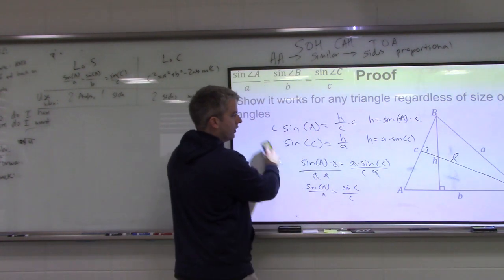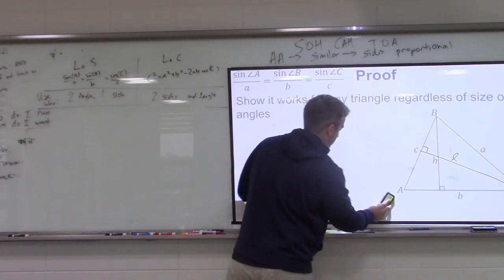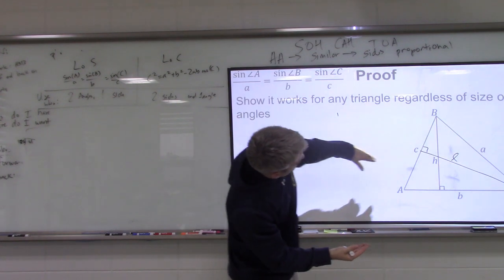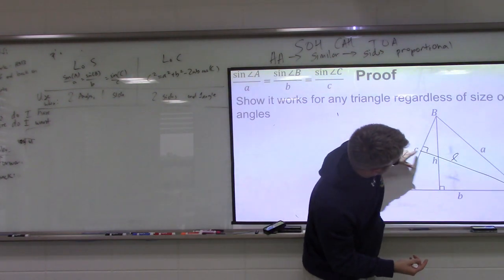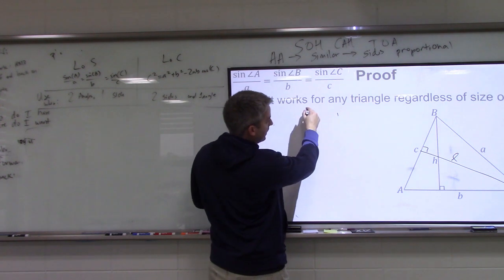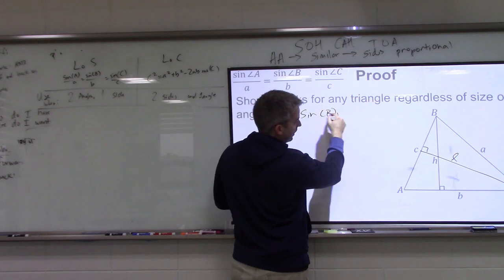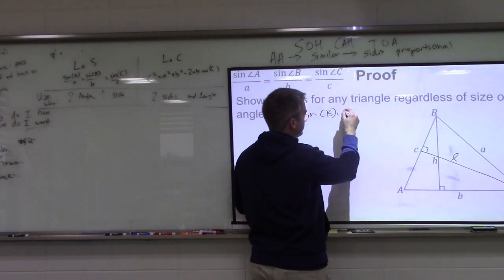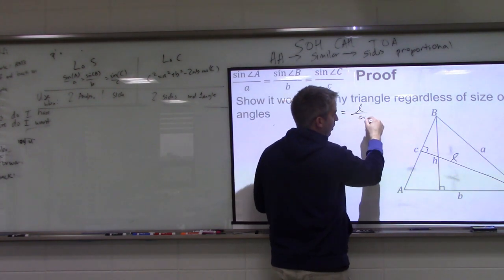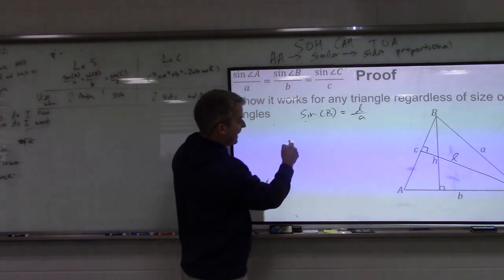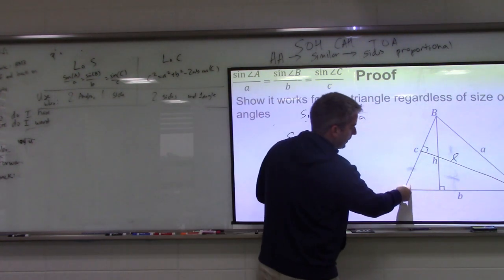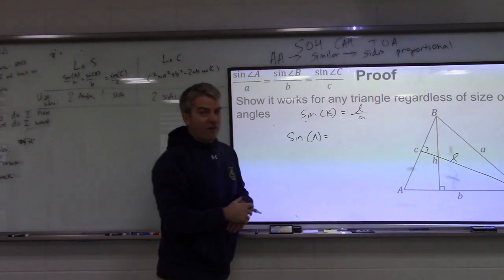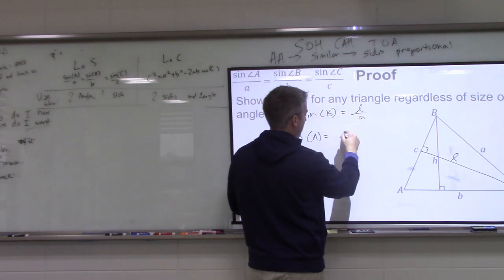With my new line L, I kind of have to look at it sideways, but we still have a right triangle here and a right triangle here. So sine of B is going to be equal to opposite over hypotenuse. Sine of B is equal to L over A. Now we're not going to do C, we're going to do A. Sine of A is going to be L over B.